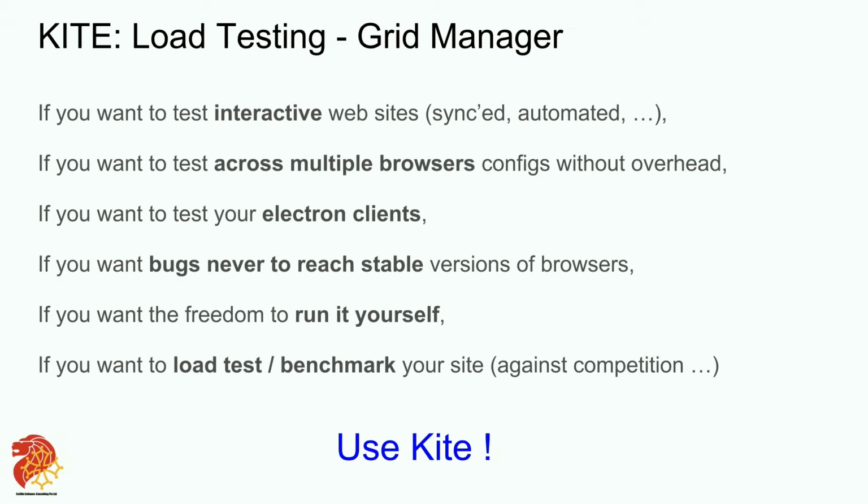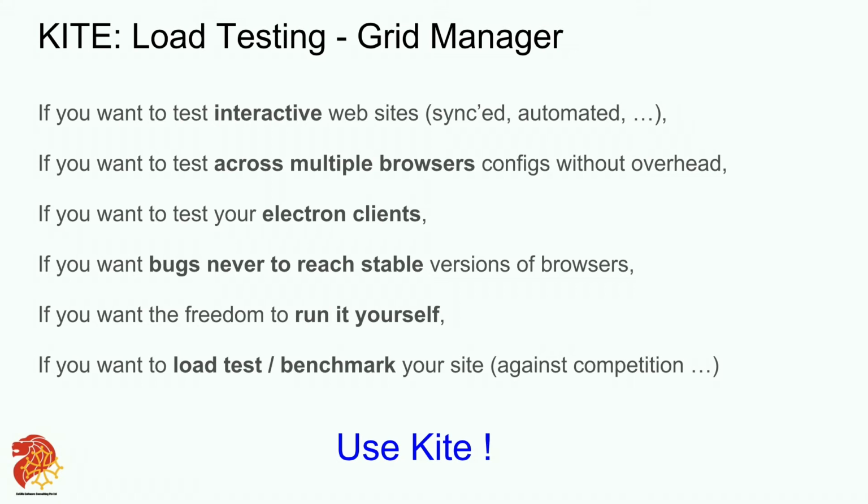If you want bugs never to reach the stable version of a browser, that's something I didn't speak about, but most people catch the bug when it arrives in stable Chrome or stable Firefox, and it's too late to fix it. If you report a bug in stable Chrome or stable Firefox, you need to wait 2 or 3 revisions before the patch comes in, if there is a patch. So the only way to get the patch in right away is to catch the bug in Canary. If you catch the bug in Canary and you provide a patch, it goes in right away.